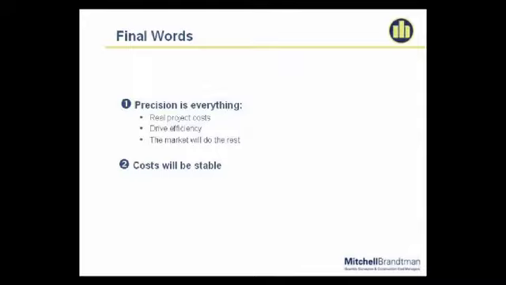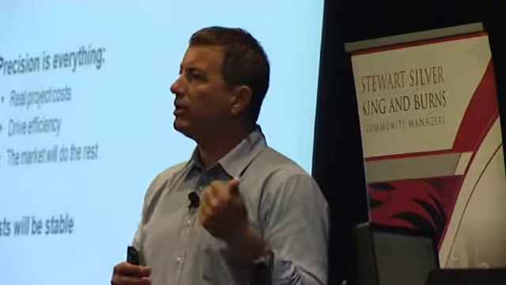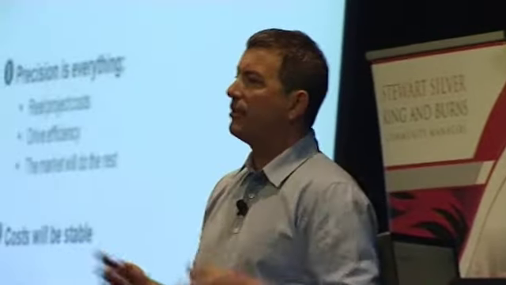So they're the things that I see. My final words: precision is everything, and the key to precision is having real project costs and being able to use them. It's about driving the efficiency and then allowing the market to do the rest, because at the moment it will work for you. And in terms of the outlook, for this next 12 months, I think costs are going to be pretty stable.